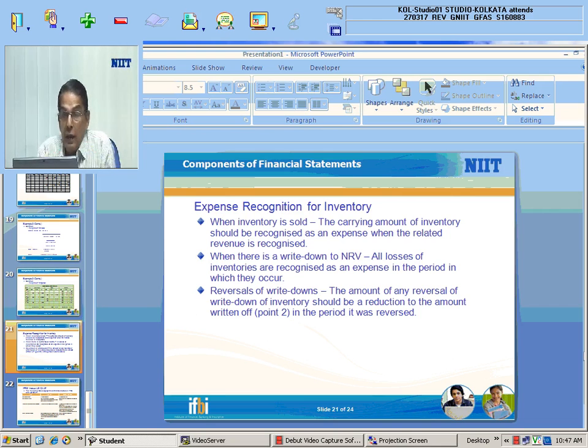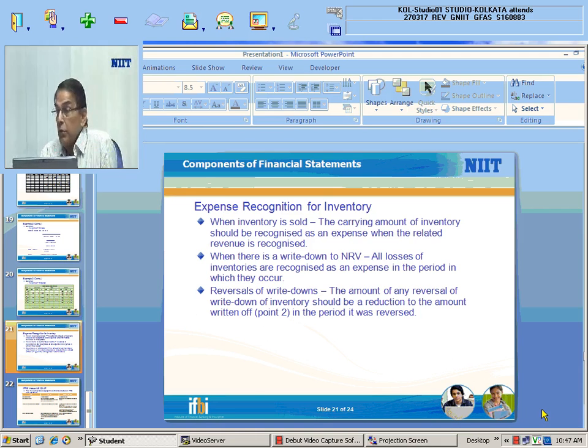The amount of any reversal of write-down of inventory should be a reduction to the amount written off in the period it was reversed. So if any write-down of inventory is reversed, meaning the inventory which you wrote down, you are reversing it, it will be a reduction to the amount written off in the period it was reversed. So this is basically relating to the matching concept, particularly the first point. Okay.